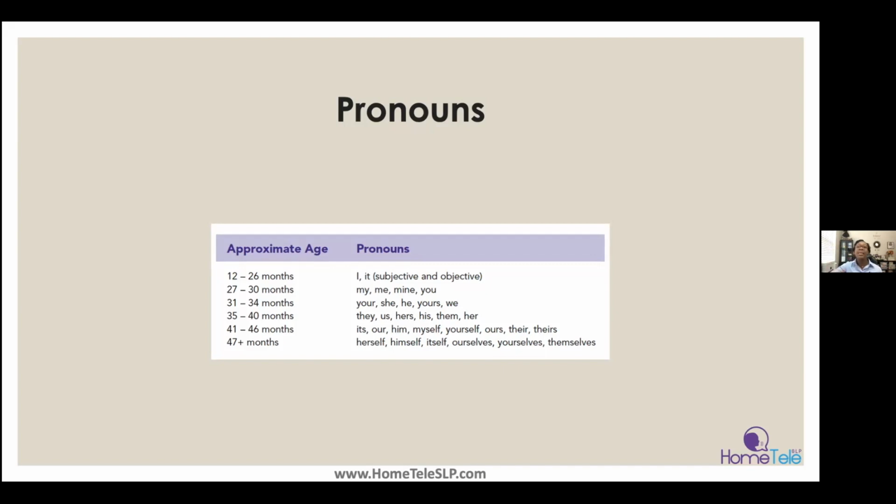And as you can see, it just expounds. As they're getting older, they're starting to use a variety of different pronouns. And you'll see at over 47 months, that includes herself, himself, itself, ourselves, yourselves, and themselves.